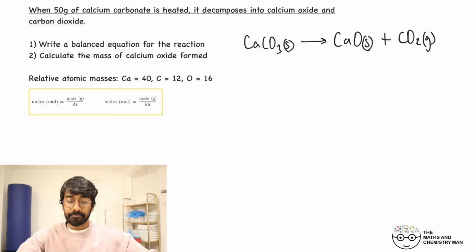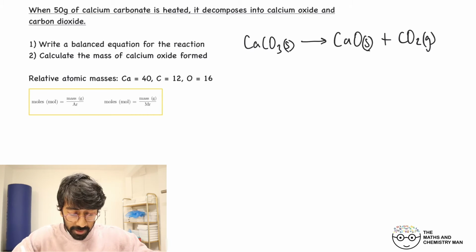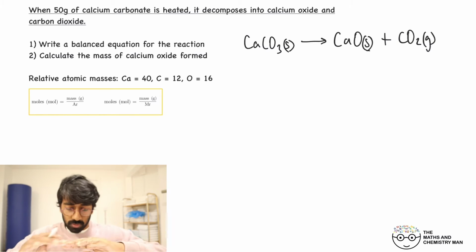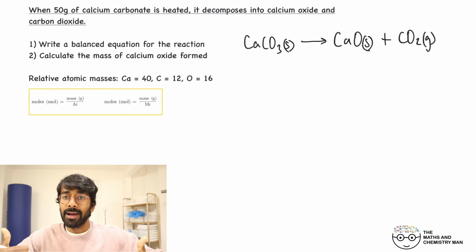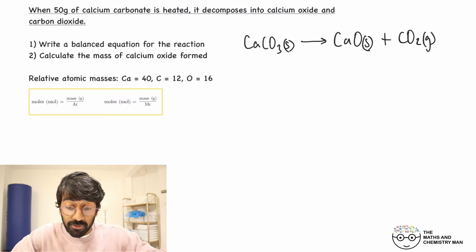So there we go. Once you've written that out, you should always check, is it balanced? So go through there real quickly. We've got one Ca, one Ca. We've got a carbon and a carbon, so that's all good. And then 3 oxygens here, and then 1 here, and 2 here. 3 in total. Done. So this is all balanced. We're all happy.